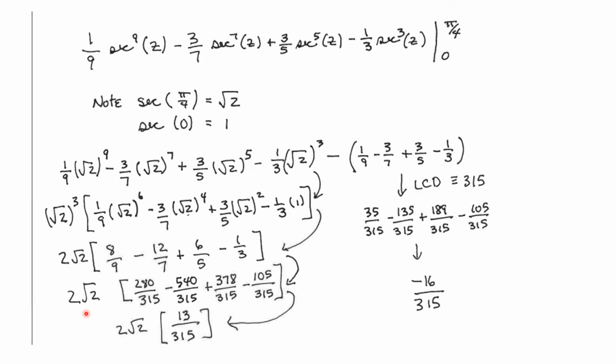So what you will get is the square root of 2 times, this is going to be 280 over 315 minus 540 over 315 plus 378 over 315 minus 105 over 315. And if you do all of that, there's a lot of pluses and minuses going on, but you'll end up with 2 root 2 times 13 over 315. And so what we have is this number minus this number. And that's what we're going to do on the next page, is finish the calculation.